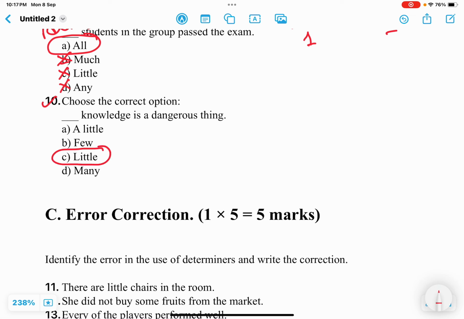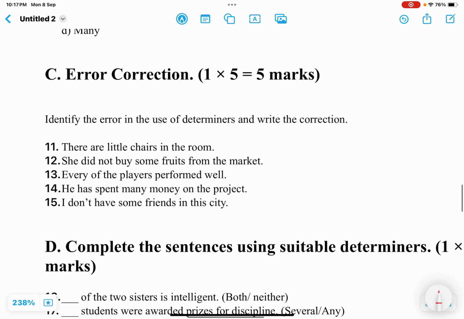So here it is little. Little knowledge is a dangerous thing, meaning almost having no knowledge. Not at all. That means it is a dangerous thing when we guide someone without any knowledge. So this means that little knowledge is a dangerous thing.